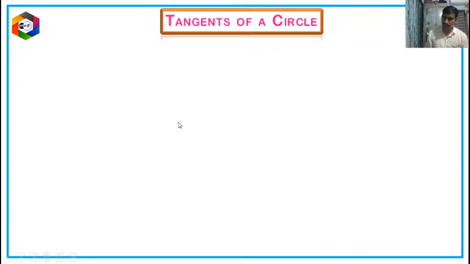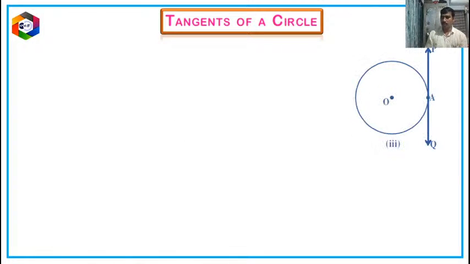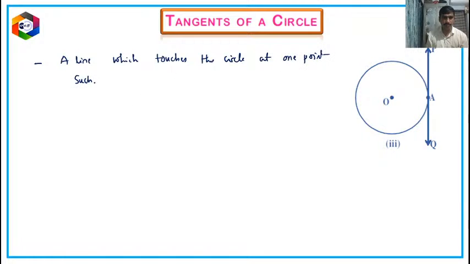Tangents of a circle means, as I mentioned already previously. So what is a tangent of a circle? Now the clear definition: a line which touches the circle at one point, such a line is called a tangent of a circle, or to a circle, whatever it may be. So what is the tangent of a circle? A line which intersects the circle at only one point.